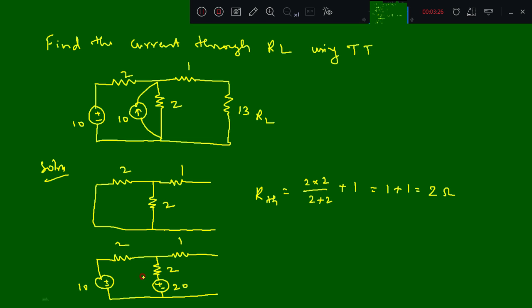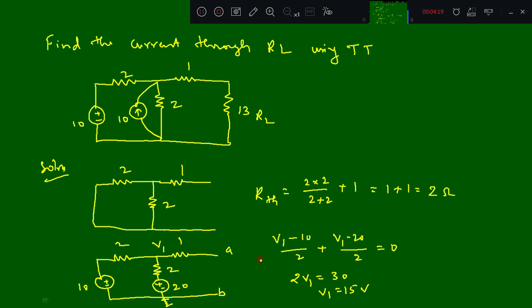So we need to find the voltage across these 2 points A and B. If you go for node analysis, you can make this the reference node. Here I will take V1. So we need to find V1, that is across A and B. So it is (V1 minus 10) divided by 2, plus (V1 minus 20) divided by 2, equal to 0. So 2 into V1 is equal to 30. So V1 will be 15 volts.